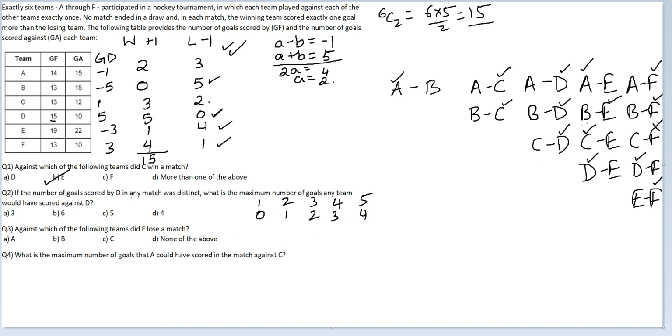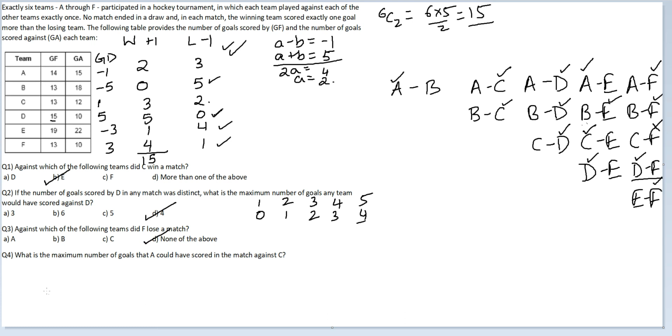If the number of goals scored by D in any match was distinct, what is the maximum number of goals any team would have scored against D? It would be this match, and the maximum number of goals scored by an opponent of D would be 4. Let's look at question 3. Against which of the following teams did F lose a match? F was losing only 1 match, and he was losing it against D. D is not in the options, therefore the answer should be D, none of the above.